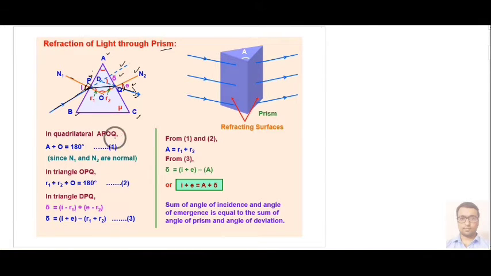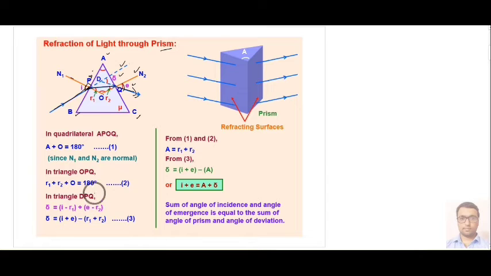So in quadrilateral APOQ we can see that angle A plus angle O will be 180, because N1 and N2 are normals, and we know that these two internal angles will be 90 and 90 degrees. So the total sum should be 360 degrees, so we can write A plus O equal to 180. Now in triangle OPQ, all three angles sum to 180. That means R1 plus R2 plus O equal to 180.